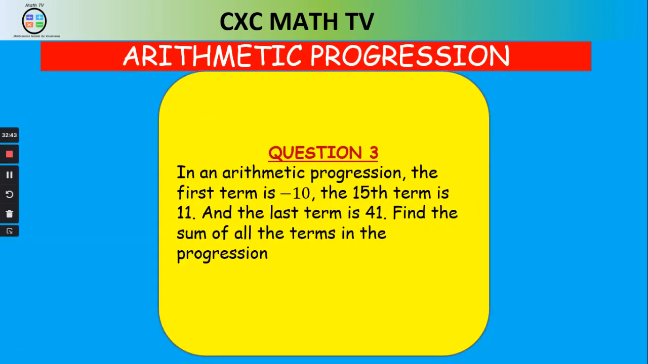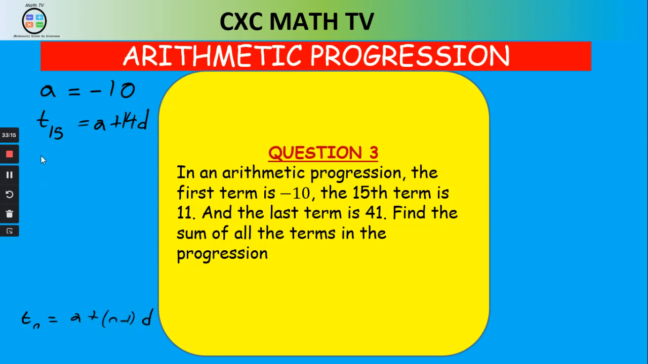Question 3. You know the routine. Pause and attempt. Let's go. It says in an AP, the first term is negative 10, right? So they're telling us a is negative 10. The 15th term is 11. The 15th term, remember, is a plus 14d. Remember, the nth term is a plus n minus 1 times d.